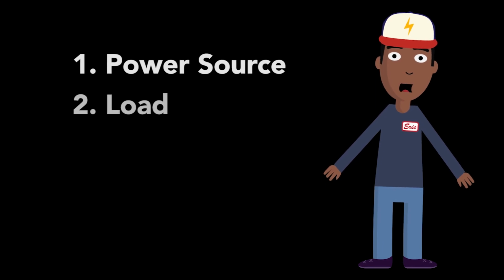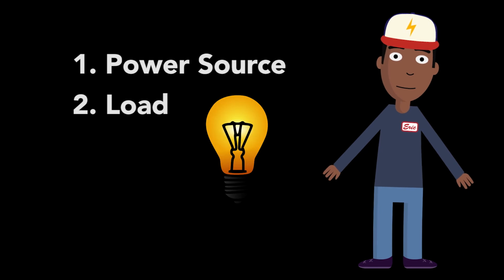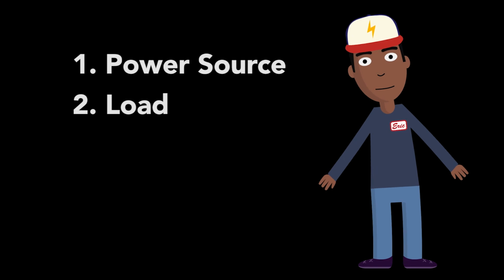Second, you need a load. A load is the part of the circuit which does work. In other words, a load uses electricity to do what it is supposed to do. In the circuits I build and the circuits you will be building today, the load is a light bulb. A light bulb is a load because it requires electricity to turn on.